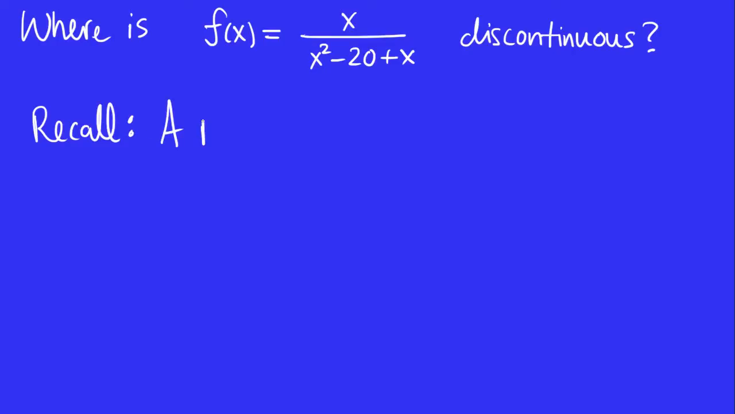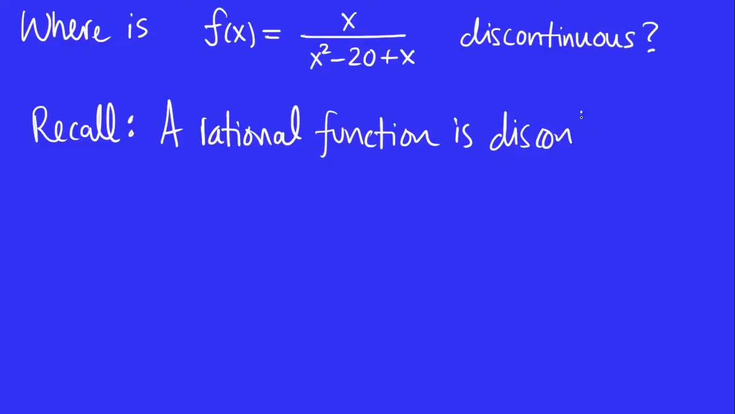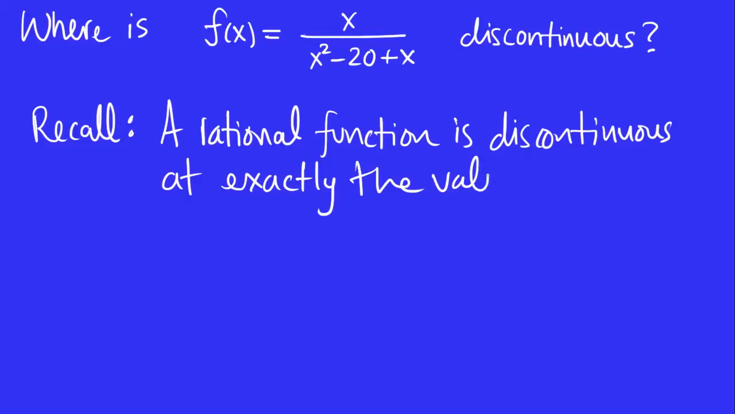That a rational function, and a rational function is the quotient of two polynomials. Certainly the x and x squared minus 20 plus x are polynomials. A rational function is, well, how about we say it like this? A rational function is discontinuous at exactly the values of x which make the denominator zero.